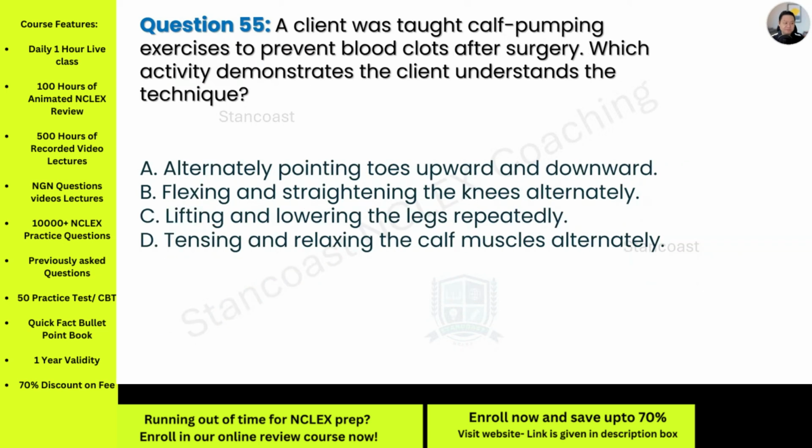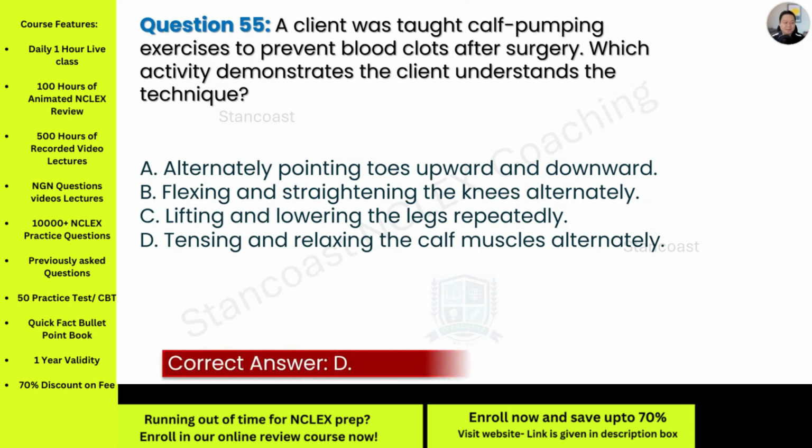Let's have number 55. A client was taught cough pumping exercises to prevent blood clots after surgery. Which activity demonstrates the client understands that technique? A. Alternating pointing toes upward and downward. B. Flexing and straightening the knees alternately. And C. Lifting and lowering the legs repeatedly. And D. Tensing and relaxing the calf muscles alternately. The answer is letter D.